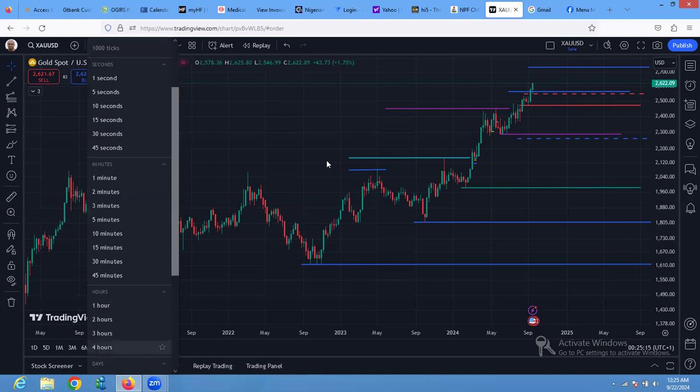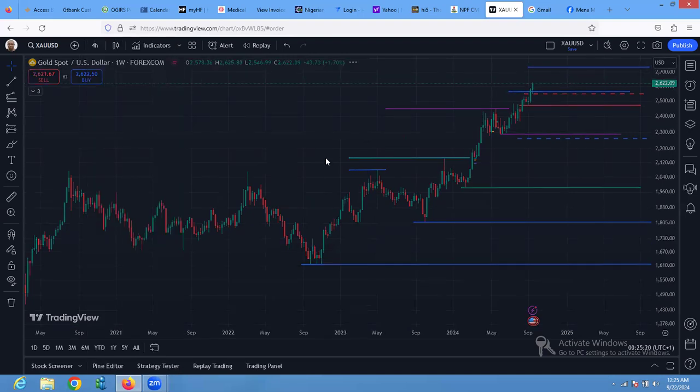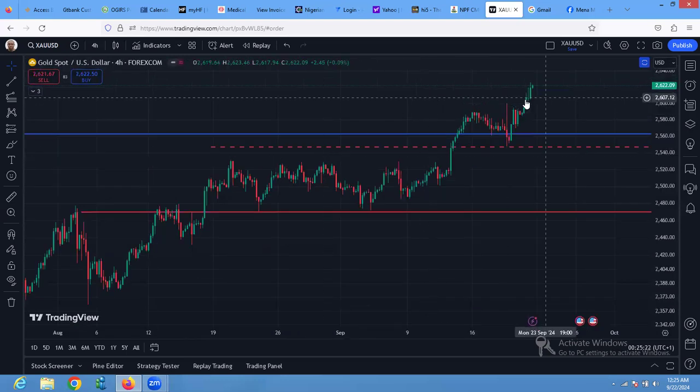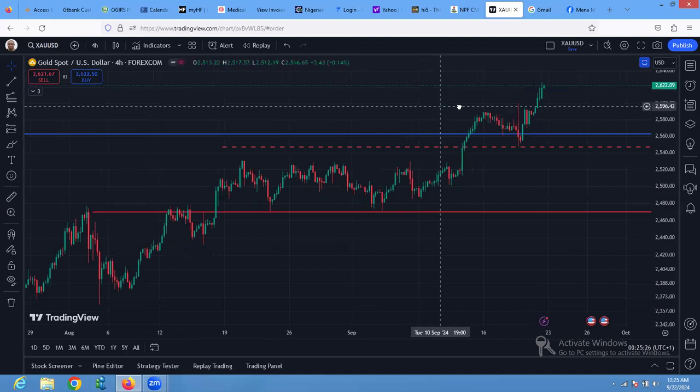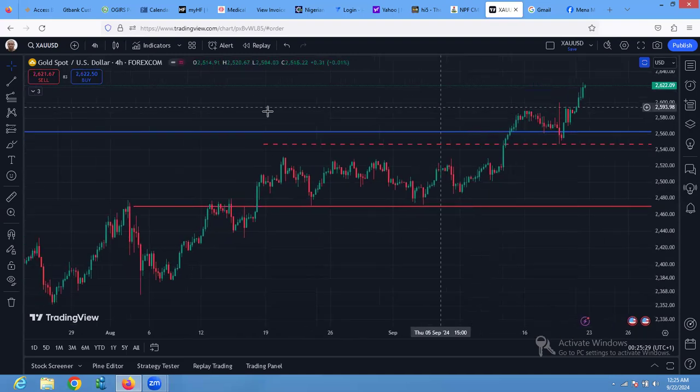On the 4 time frame, nothing for now. We are still bullish. So we are still bullish with this. Still very, very bullish. That's what I can see.